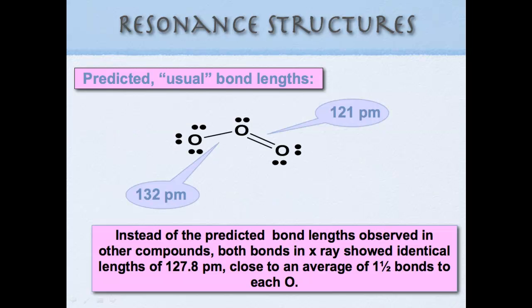If we take a look at the ozone molecule, if we predicted, based on what we just looked at, the single bond between the 2 oxygens, right here, should be the longest, whereas the bond between the 2 oxygens with the double bond should be shorter. Instead, when they used X-ray to examine the ozone molecule, it actually showed that each bond was identical. Each bond had a length of about 127.8 picometers. This is close to an average of 1.5 bonds to each oxygen.